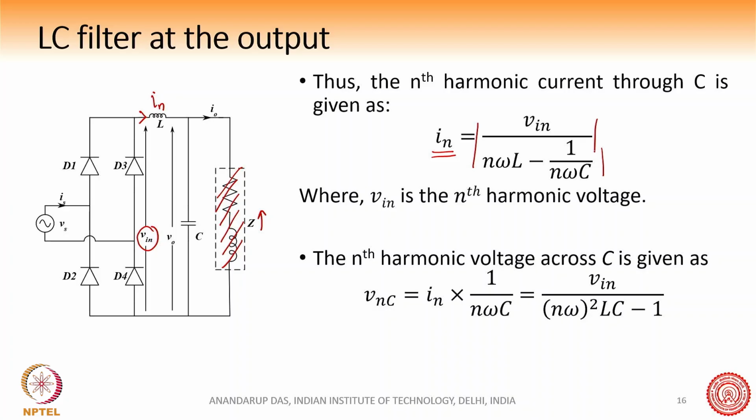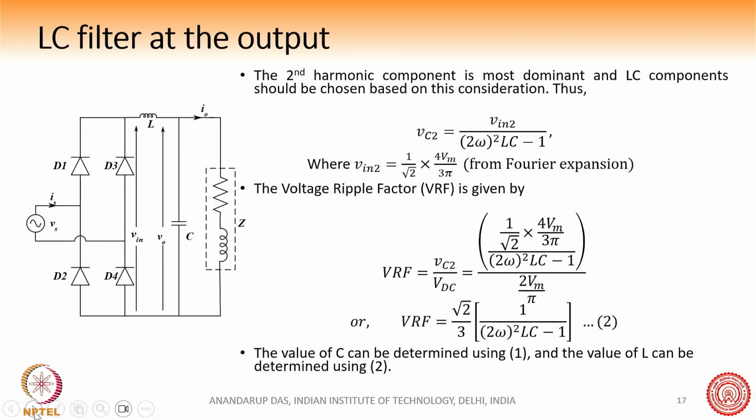This is the current which is flowing in here, and the nth harmonic voltage appearing across C is therefore, if I assume that the entire current is flowing through the capacitor, IN into 1 by n omega C, which is the voltage across the capacitor. Fine.